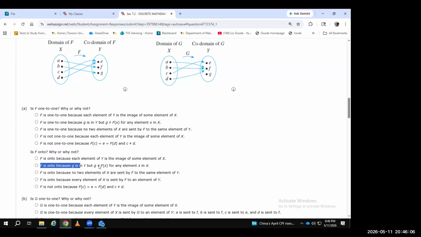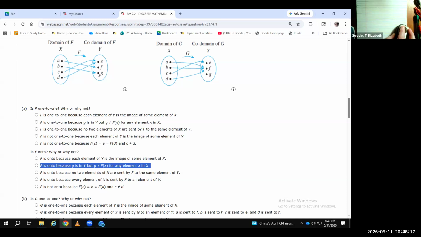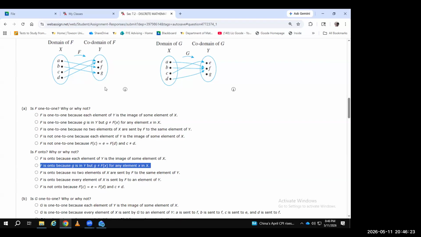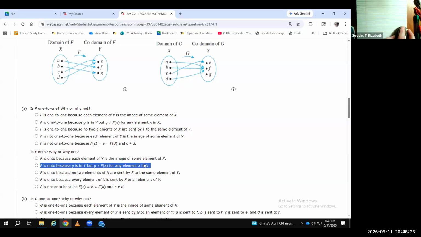What about the second one? F is onto because G is in Y, but G does not equal f of x for any element x in X. But wait a minute. Look at G. Isn't it equal to f of B? It is. So we know the second one isn't right.